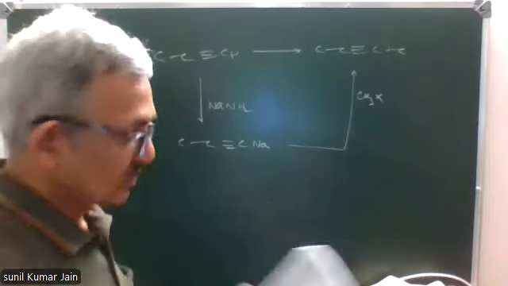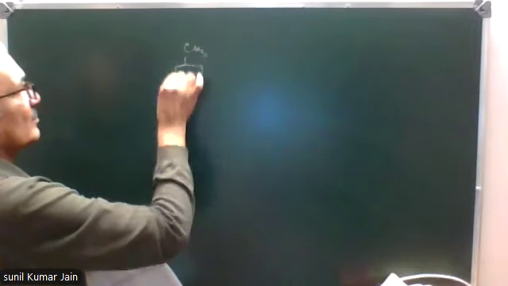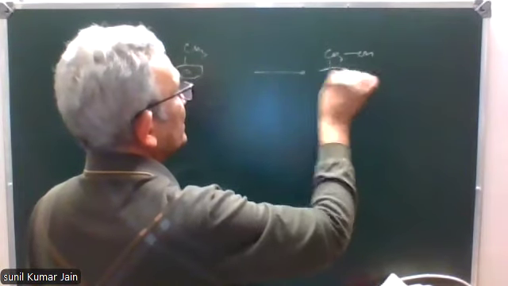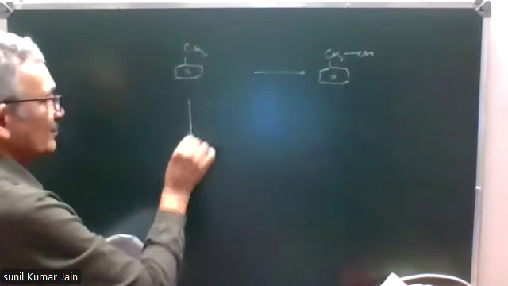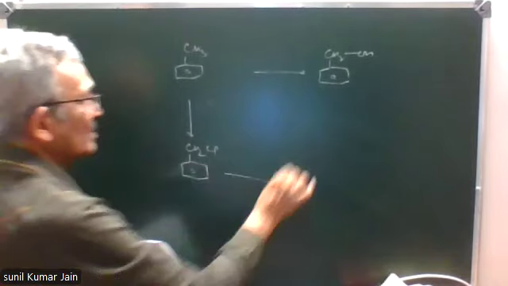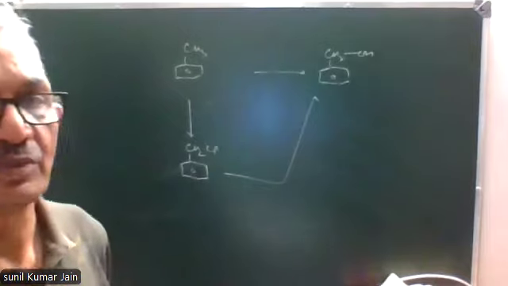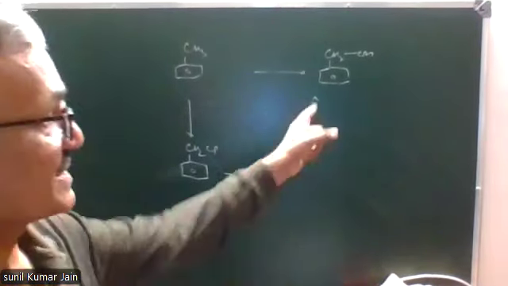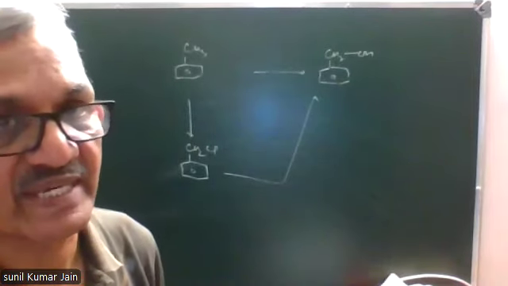Toluene into benzyl alcohol in 2 steps. I hope you know both the steps. First is side chain chlorination in the presence of sunlight, and the second step is aqueous NaOH, SN2.